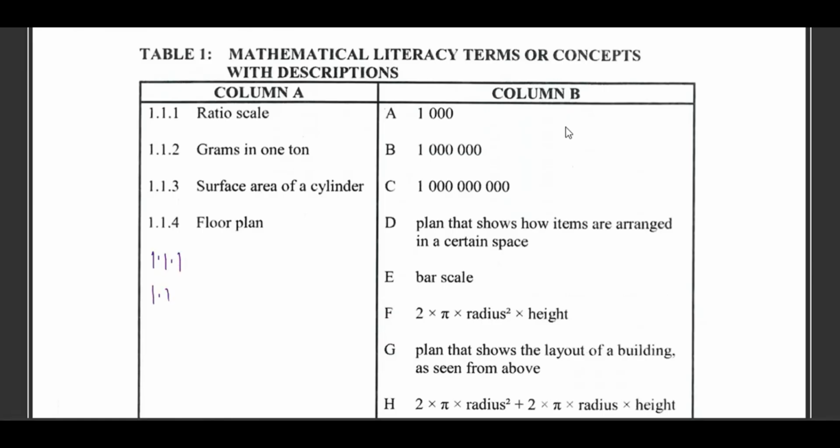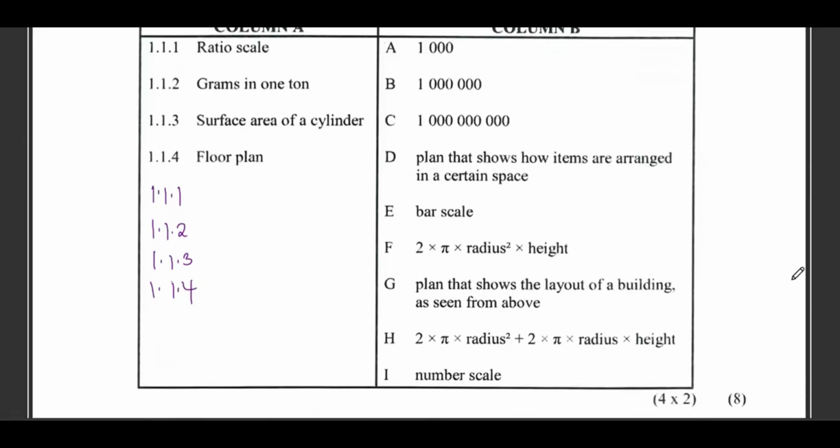Here we have 1.1.1, 1.1.2, 1.1.3, and 1.1.4. A ratio scale. You come this other side and you look at these answers here. What could it be? A ratio scale. Now, ratio scale, it's the same as a number scale. So here we have the answer as I.